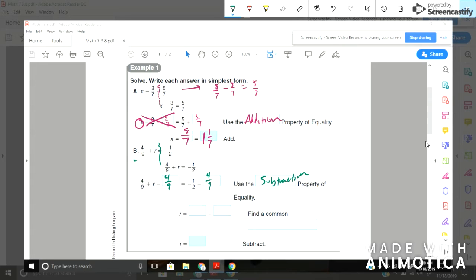All right, 4/9 minus 4/9 on the left-hand side cancels out. I'll be left with r. And then I just have to take negative 1/2 and subtract 4/9 on the other side as well. Okay, so let's write this out. I've got negative 1/2 minus 4/9.